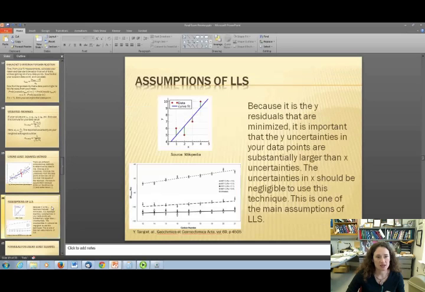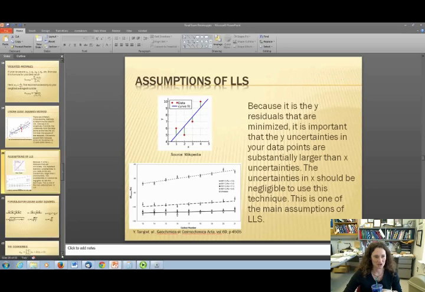Now what this does is, because it's the y residuals that are minimized, it's important to understand that if you have a larger uncertainty in one direction than the other, then you better plot the larger uncertainty on the y-axis. For example, if you plot a whole bunch of data points that have large uncertainties in x, well, linear least squares doesn't minimize the uncertainty this way. It minimizes the uncertainty this way. So your data is going to be screwed up. So you need to flip it so that your y-axis is the one with the largest uncertainty. That gets a lot of people in senior seminar. It's a mistake that a lot of people make, and then they get toasted for it on their talks.